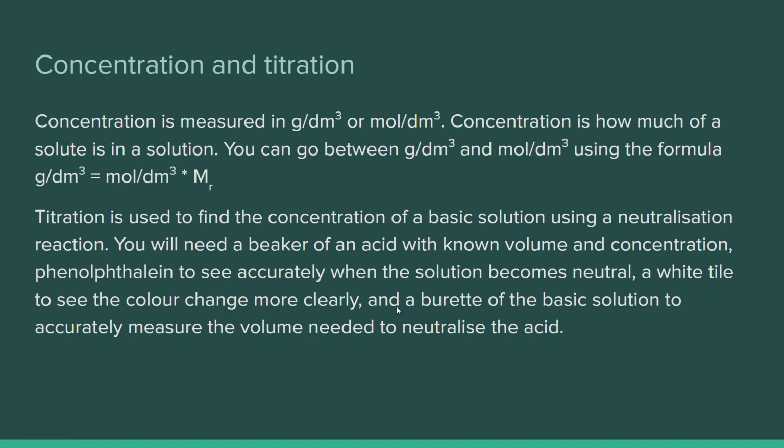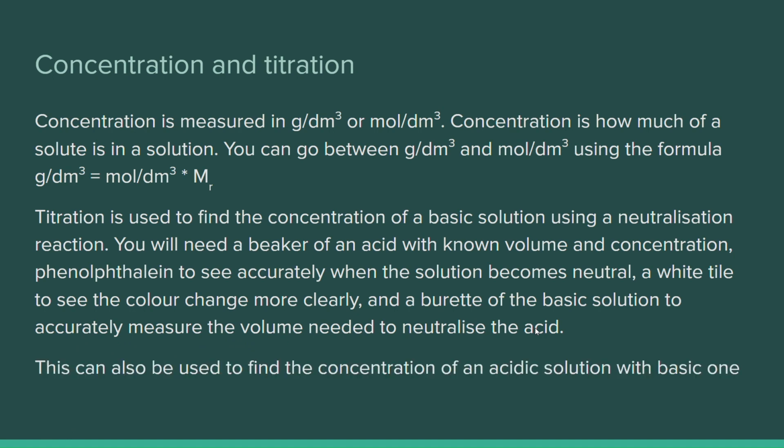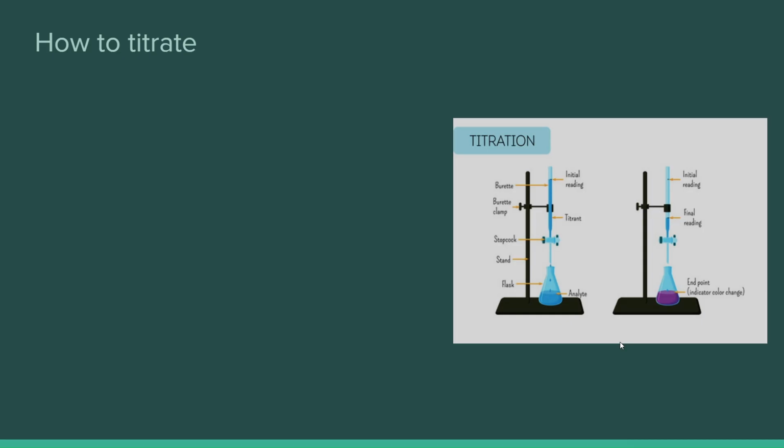For acid, you'd use methyl orange. And a burette of the basic solution to accurately measure out the volume needed to neutralize the acid. This can also be used to find the concentration of an acidic solution with a basic one. You just reverse it. So, how to titrate.